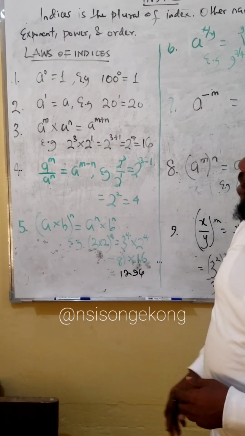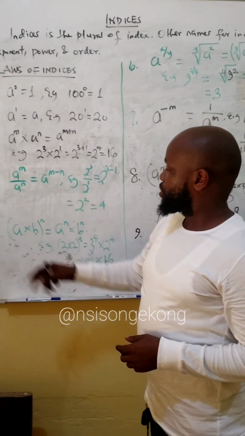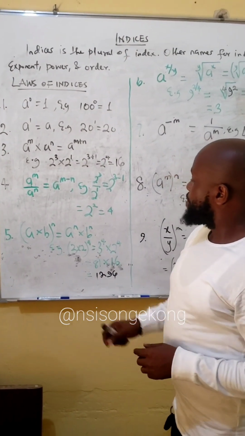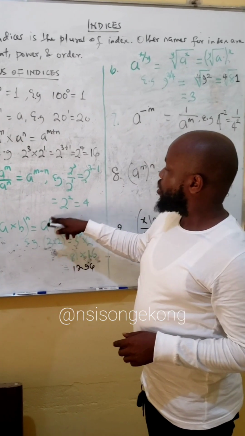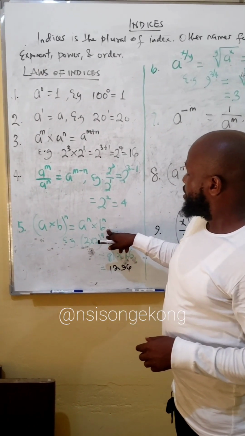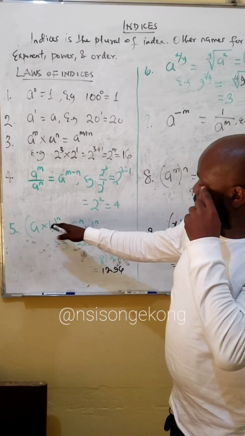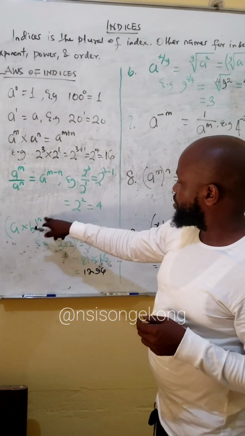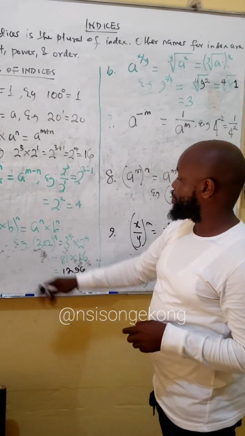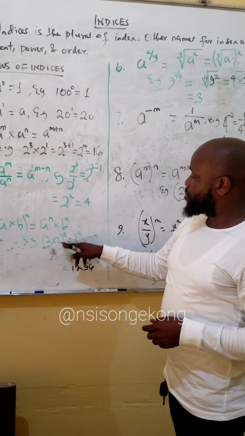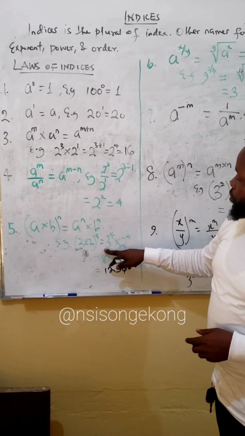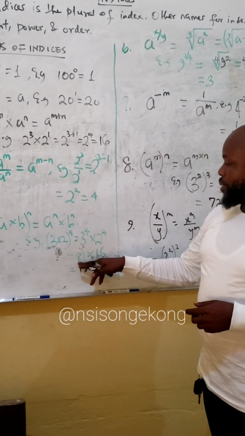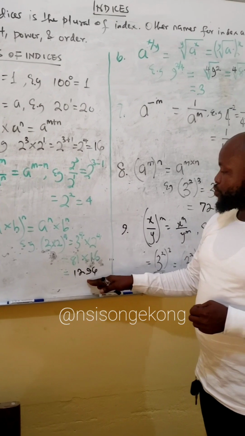The fifth law says that if we have two numbers, a and b, multiplying themselves, then raised to the power of n, it's the same thing as saying a to the power of n multiplied by b to the power of n. So we have two numbers with a common index, the first number to the power of n and the second number to the power of n, multiplying themselves. We have an example here, 2 times 3 raised to the power of 4. That's 3 raised to the power of 4 multiplied by 2 raised to the power of 4. That equals 81 times 16, and that's 1296.